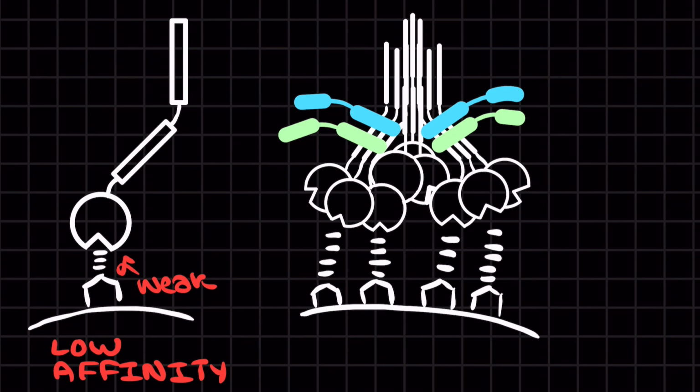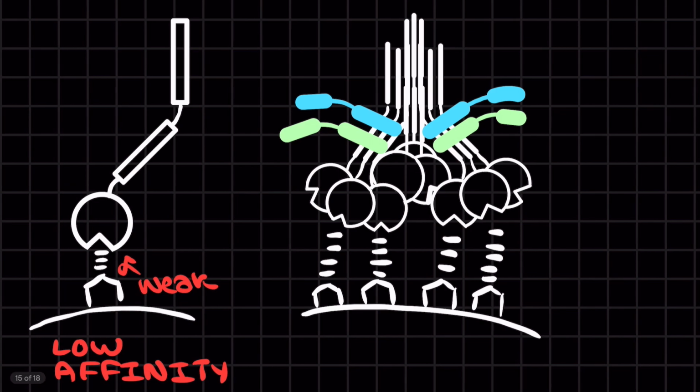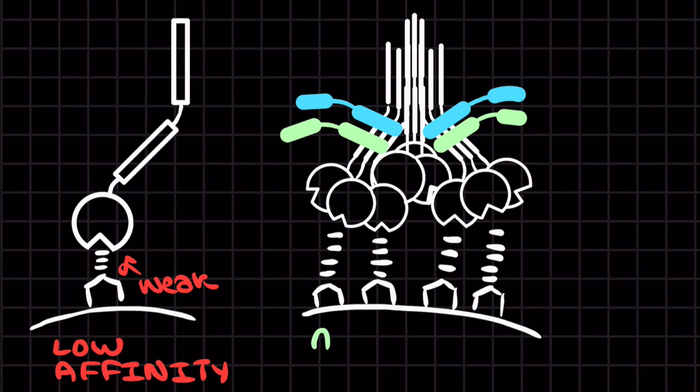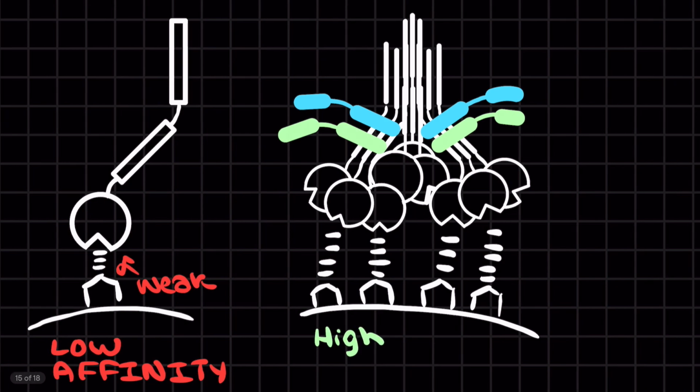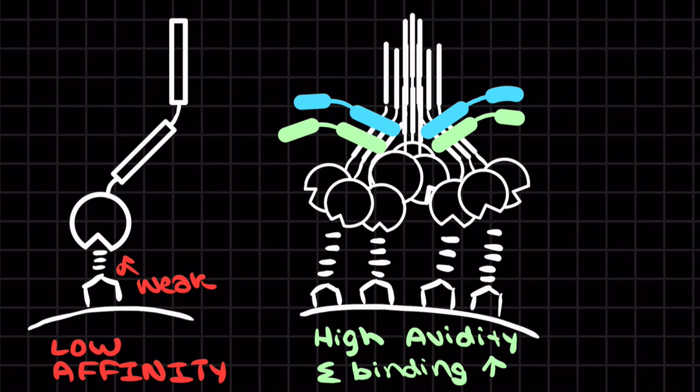This summation of all of the binding events is known as avidity, and we can see that the avidity here is actually quite high. So we have high avidity, which means that the sum of all binding is quite high. And this is what we use to make up for a weak connection between a ligand and its receptor. Just add more binding subunits, which means that the overall binding strength is higher.